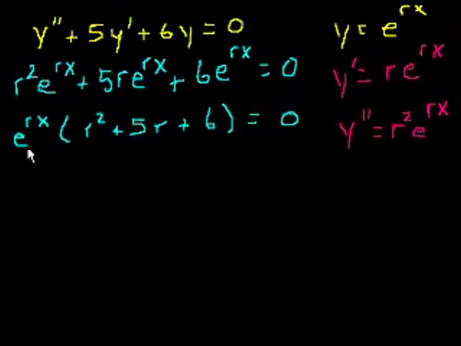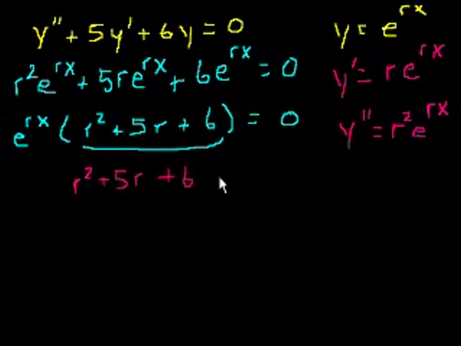Can you ever get something to some exponent and get 0? Well, no. So this cannot equal 0. So in order for this left-hand side of the equation to be 0, this expression right here has to be 0. And I'll do that in a different color. So we know if we want to solve for r, that r squared plus 5r plus 6 has to be 0. And this is called the characteristic equation.